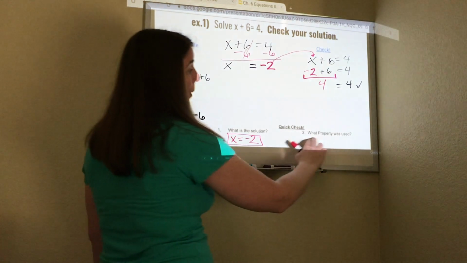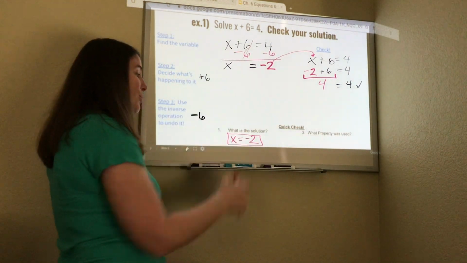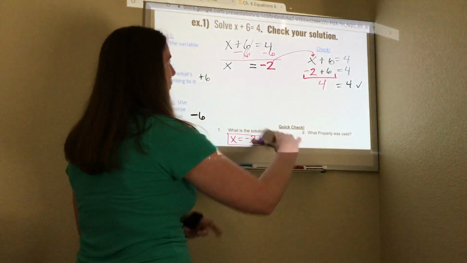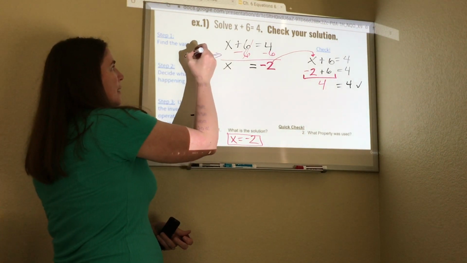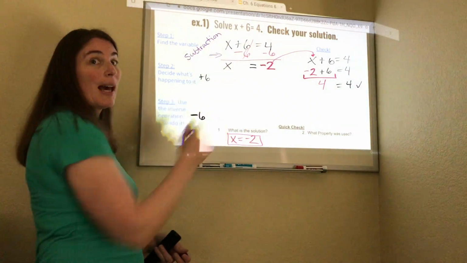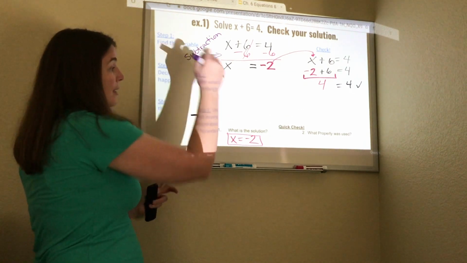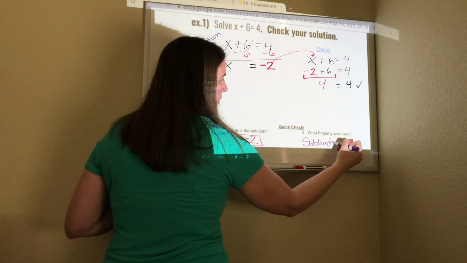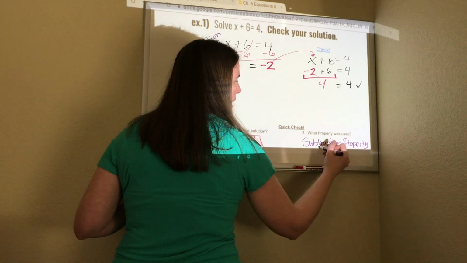And then what property was used? To determine what property was used, look at what I did to the problem, not what we started off with. What did I do right here? I subtracted. I used subtraction on both sides. Because I used subtraction on both sides, it's the subtraction property of equality.